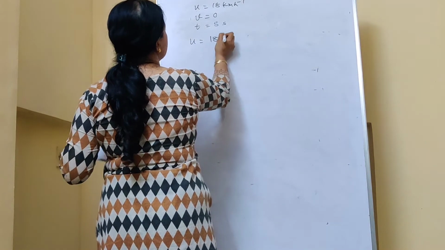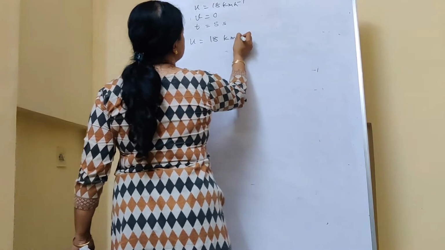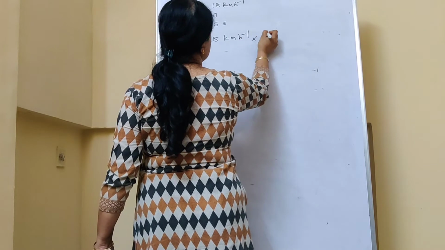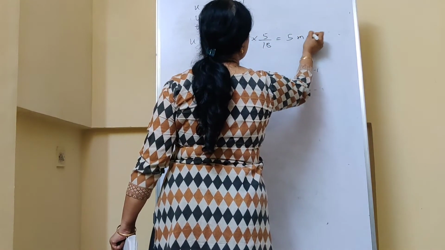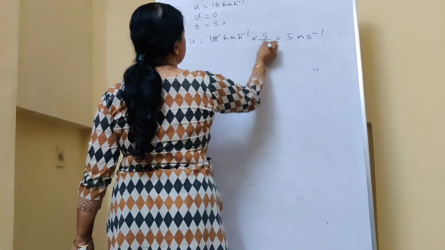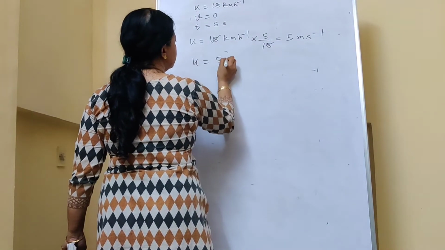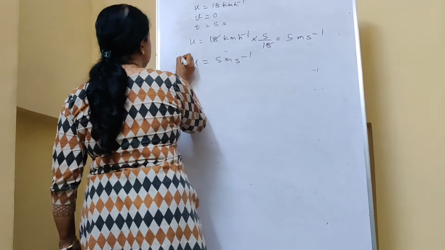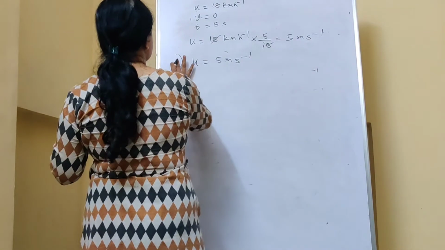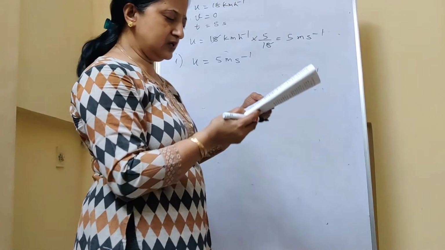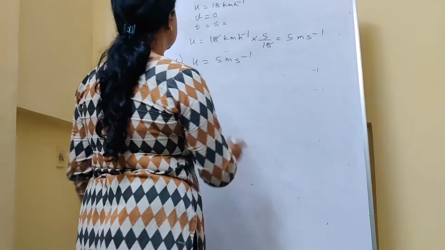So when you want to find it in meters per second, you have to multiply by 5 by 18. So it is 5 meters per second you got. Okay. So U is equal to 5 meters per second. That is the first part, or A part, of the question. Then the second part, they are asking the retardation.